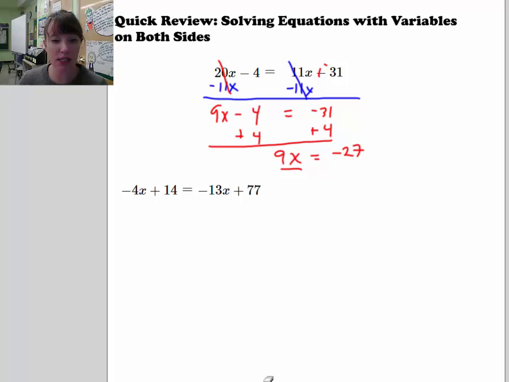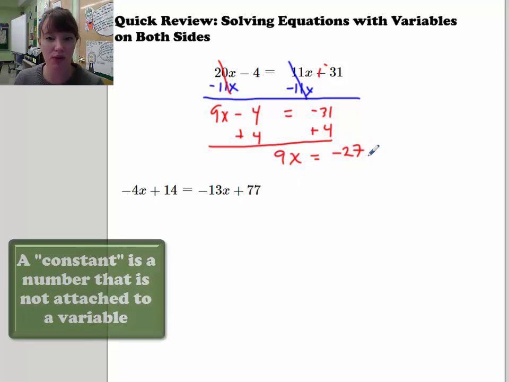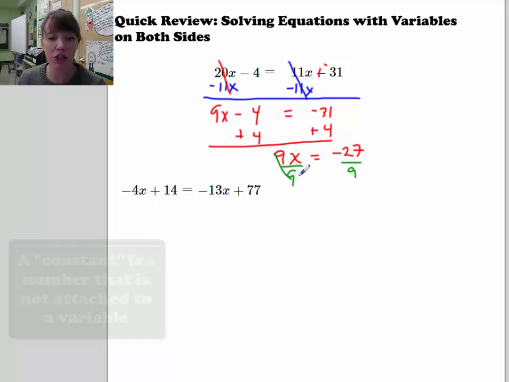At this stage, notice that I've achieved what I wanted, which is all the terms with the x on one side and all the constants, the numbers without the variables, on the other side. And now I can just divide through by the coefficient of x to get x is equal to negative 3. So I've solved this equation right here.